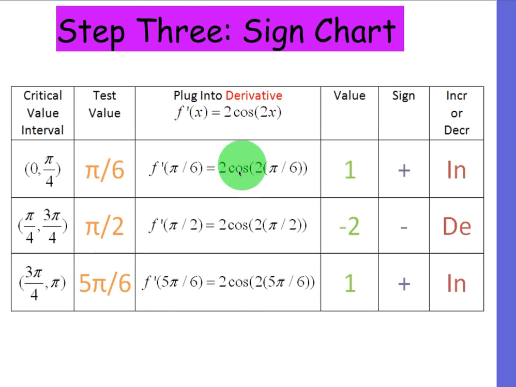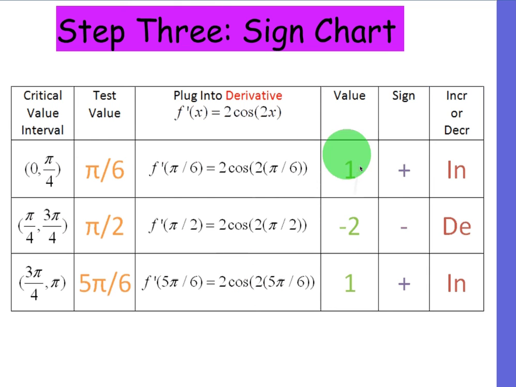Let's go ahead and plug them in. Again, you're plugging those into the derivative because the derivative tells you where it increases and decreases. So I'm going to plug in pi over 6 into the derivative, which is 2 cosine of 2x. I'm going to plug in pi over 2. I'm going to plug in 5 pi over 6.